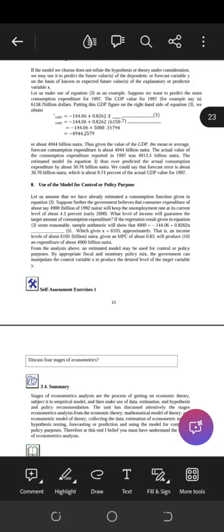So let us make use of equation 3 as an example. Suppose we want to predict the mean consumption function for 1997. The GDP value for 1997, for example, say is $658.7 billion. Putting this GDP figure on the right side of the equation, we get a consumption on average of about 4,944 billion naira.